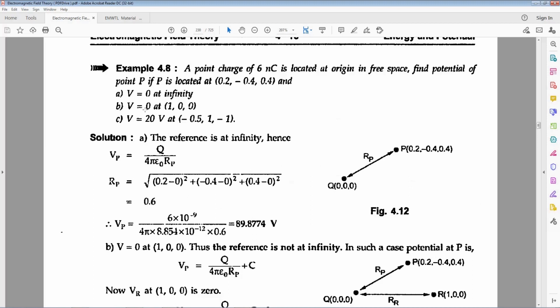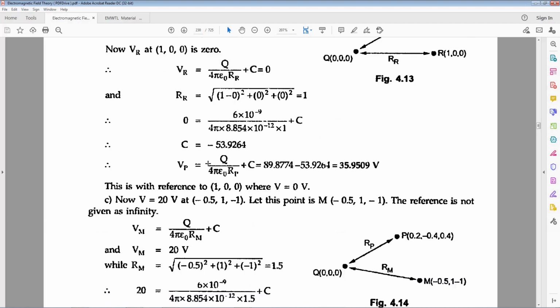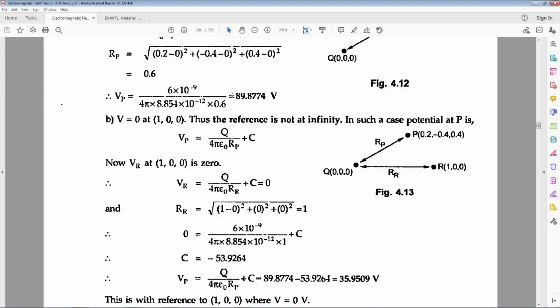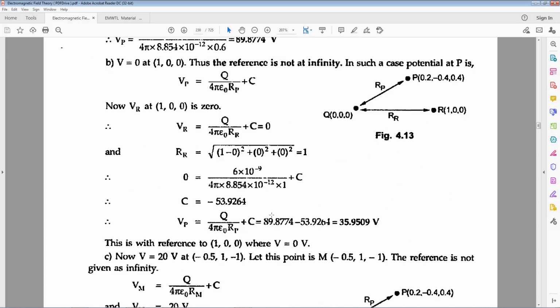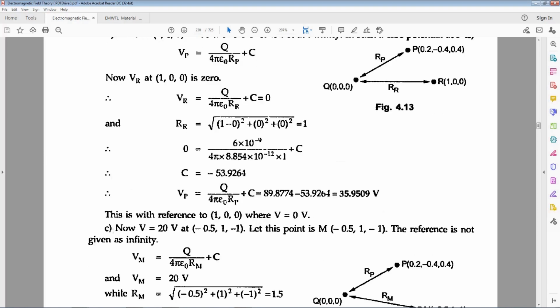So what they're asking here, V is equal to 0. Find the potential, V is equal to 0 at 100. Means the V suffix P is equal to 35.950. By adding this term, for V suffix P, 89.8774 we already got, and subtract the C value here, minus 53.9. Totally we will get 35.9509 volts. This is with the reference of 100, where the voltage V is equal to 0.